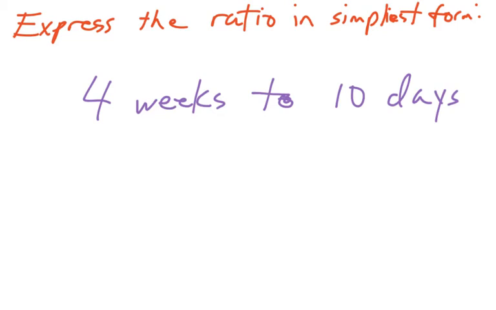So we can actually make weeks into days. We could also make days into weeks, but that's going to be a decimal, because there are 7 days in a week, and you have to know that. This is a little bit of what's called a unit conversion.